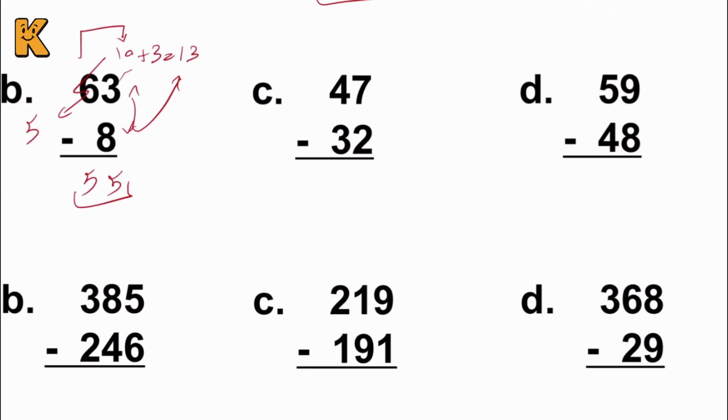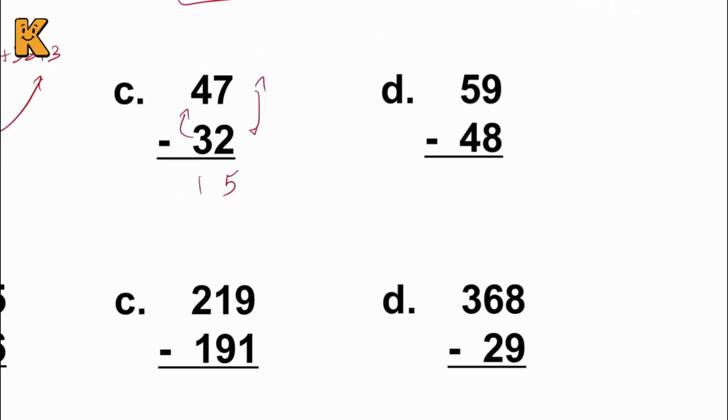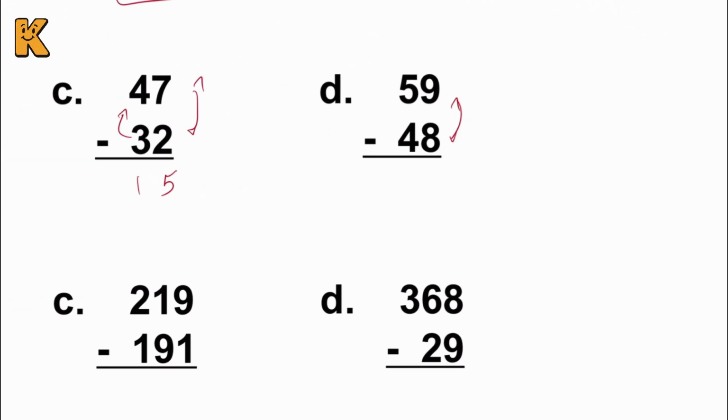47 subtracted by 32. It is simple. Again, there's no borrowing method. 2 subtracted by 7, 5. 3 subtracted by 4 is 1. I do have 15. Next part. Again, it's easy. 8 subtracted by 9 is 1. 4 subtracted by 5 is 1.